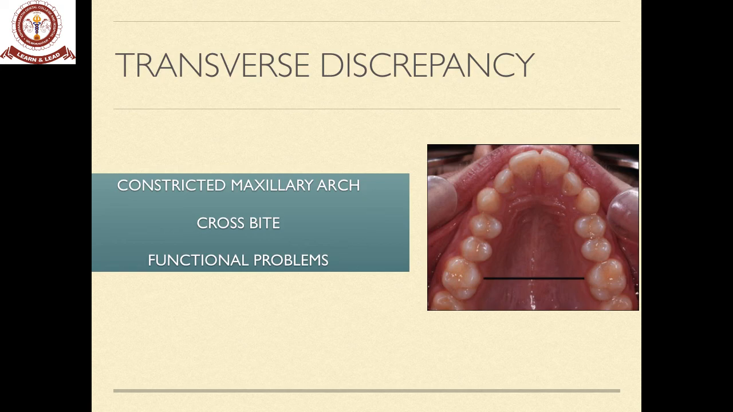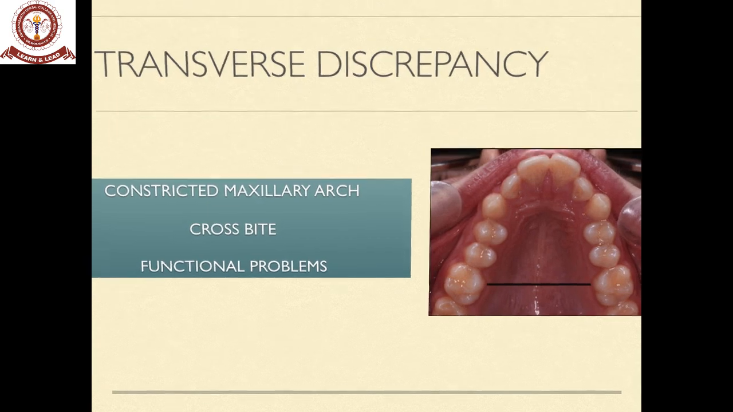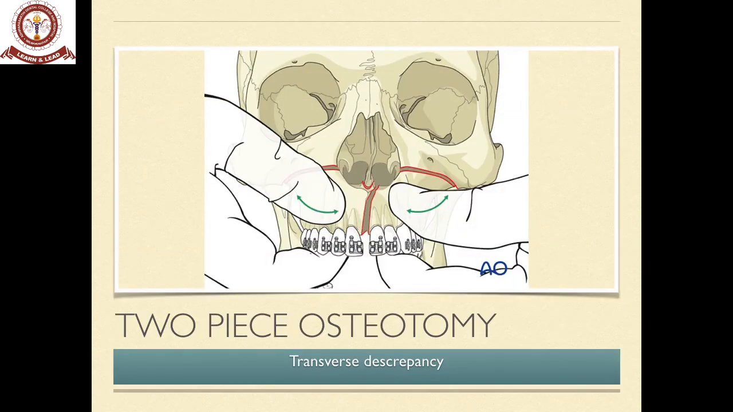Again, what we can do is a surgically assisted maxillary expansion. Similar to Le Fort 1 osteotomy, we make the Le Fort 1 osteotomy cuts, and additionally we also split the maxilla along the maxillary suture line and then open up the midline so that we can correct the transverse discrepancy. Okay, so this is how the Le Fort 1 osteotomy cuts are made, and then through the midline we make the osteotomy cut and make the maxilla into two pieces.